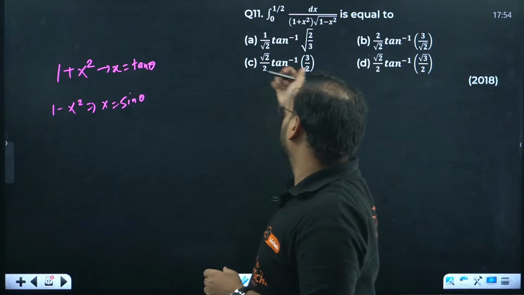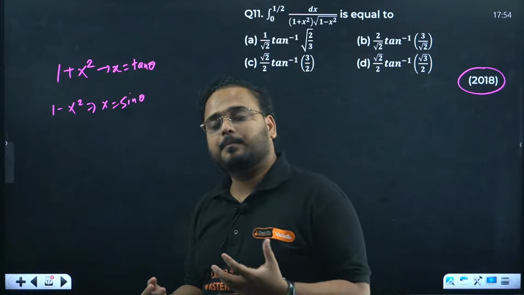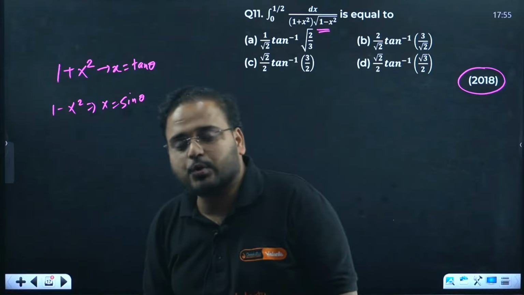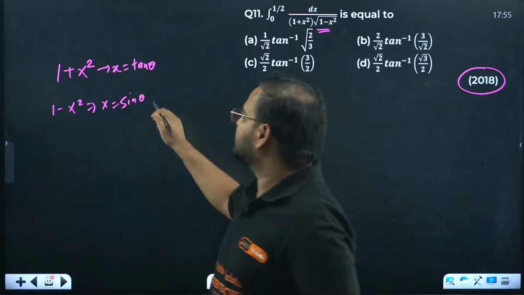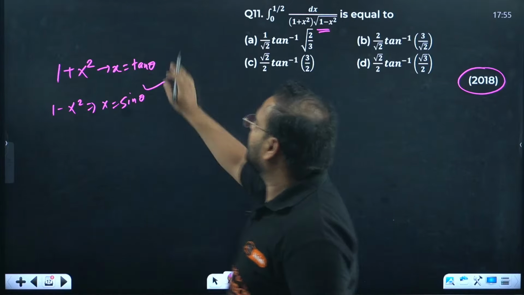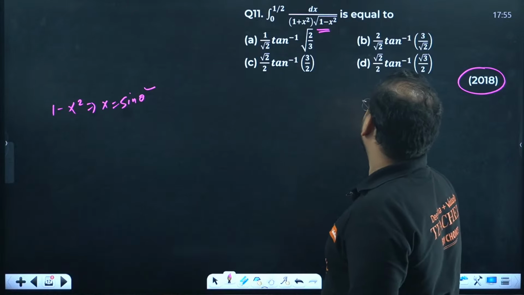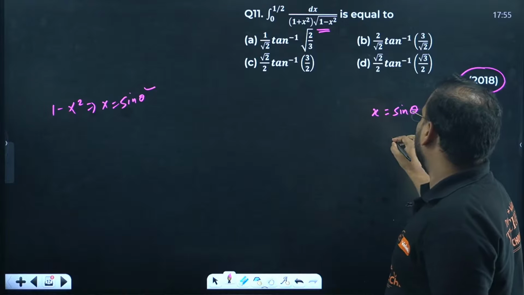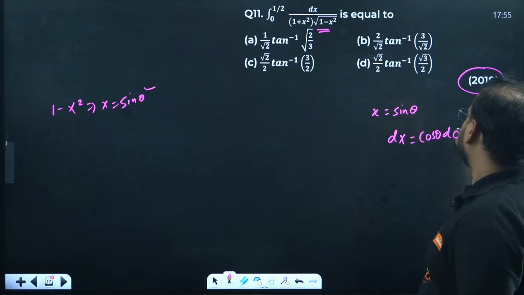What if a similar question comes, because this is a P by Q? So what if a similar question comes, then what are we going to do? Since we have a root over here, if you substitute x as sin theta, it will become easier for you to solve the question. So use this substitution. Do not use this one. Check. So you'll have x as sin theta. So dx becomes cos theta d theta.